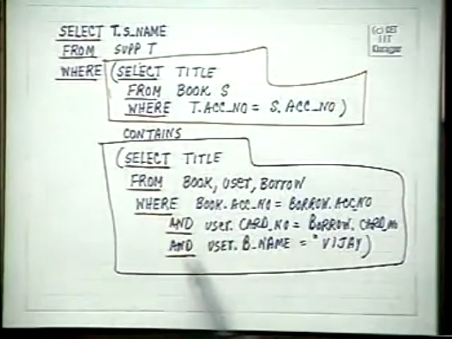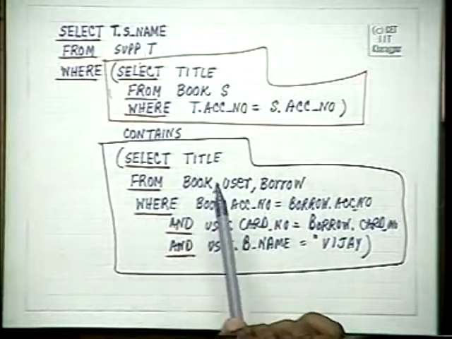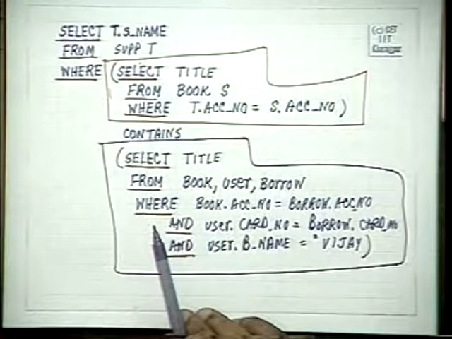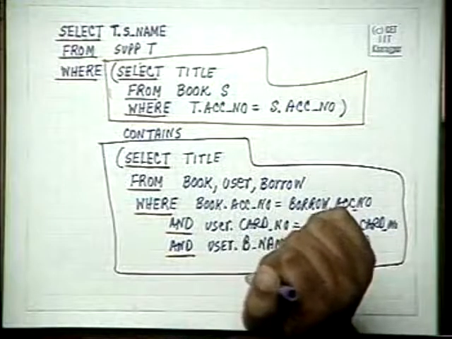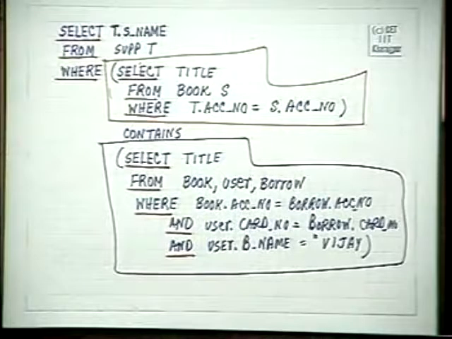So if the answer to this is Narosa, then Narosa must have supplied the titles of all the books corresponding to the books issued by Vijay. If Narosa is there, IST must have taken all the books corresponding to the books issued by Vijay, etc. This is equivalent to the divides relation that was used in relational algebra to get this. The for all expression was used in tuple relational calculus to get this. And this is the style which we use to solve such queries in SQL.